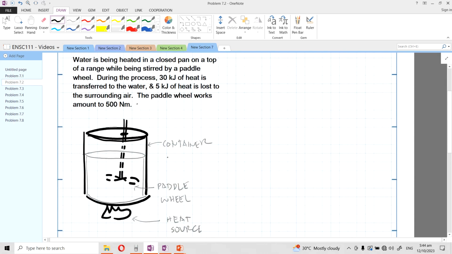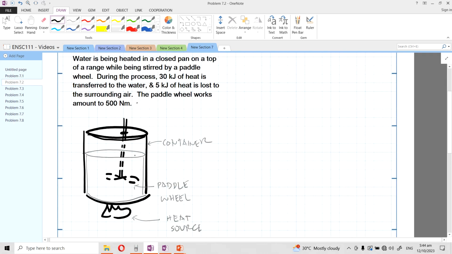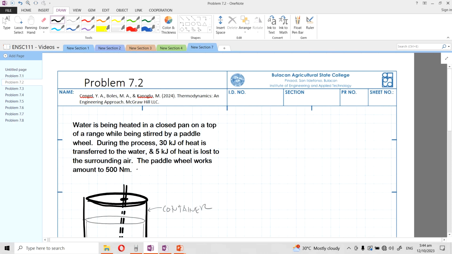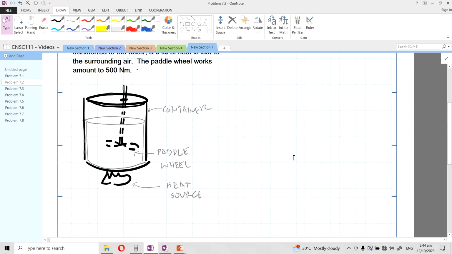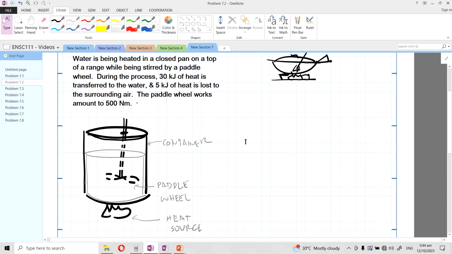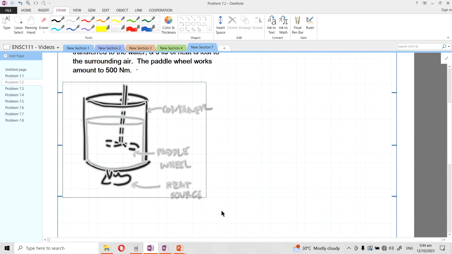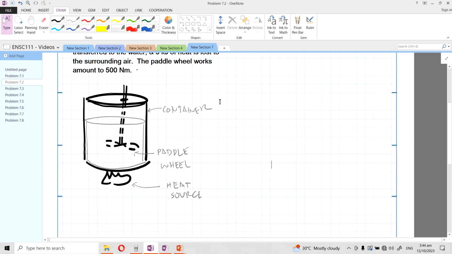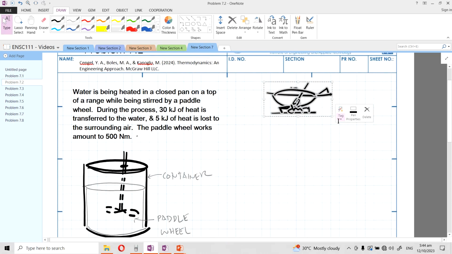Okay, so here is our illustration of the problem. We have water inside the container, or it says closed pan. We can draw, if you like, a frying pan, then maybe a stove, and here's the heat source. Then we'll put the cover. Then we do some mixing here, a ladle or whatever. But anyway, I think this is a more appropriate approach, or just my preference, right?